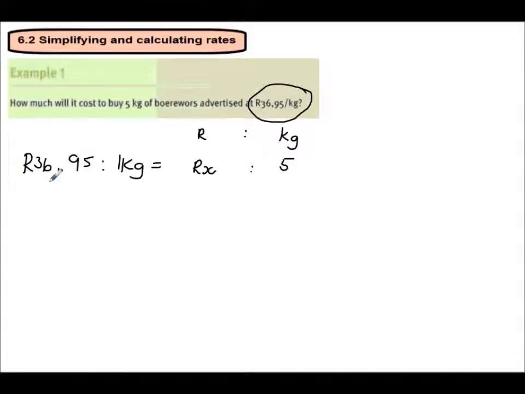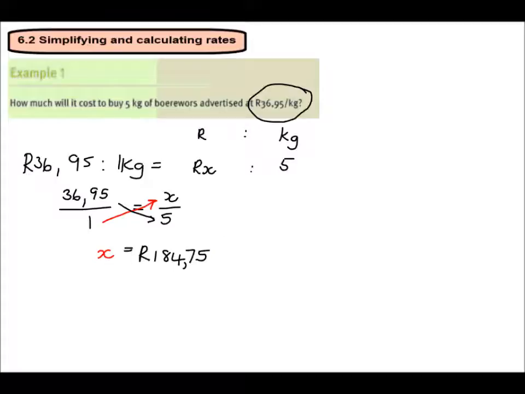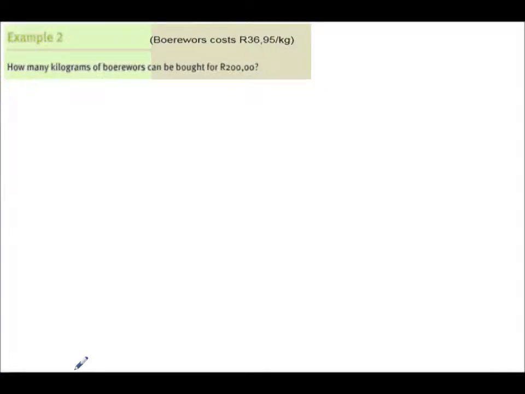So we set up our equation. The next thing we did was write it as a fraction. So 36.95 over 1 equals x over 5. The next step was to cross multiply. 1 multiplied by x is x. So x equals 36.95 multiplied by 5, which will give you 184 Rand and 75 cents. So 5 kilograms of boerewors. Remember, always go back to your answer. I needed to know how much 5 kilograms would cost. So 5 kilograms of boerewors will cost 184 Rand 75.